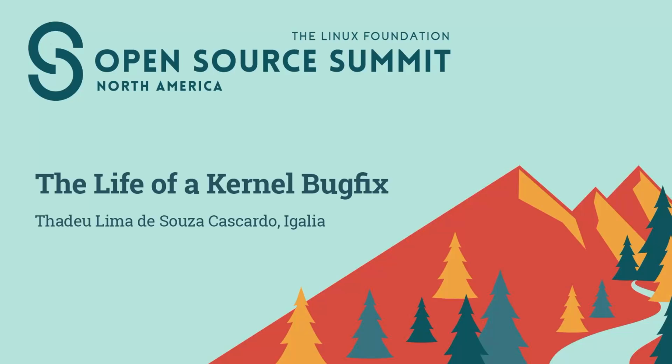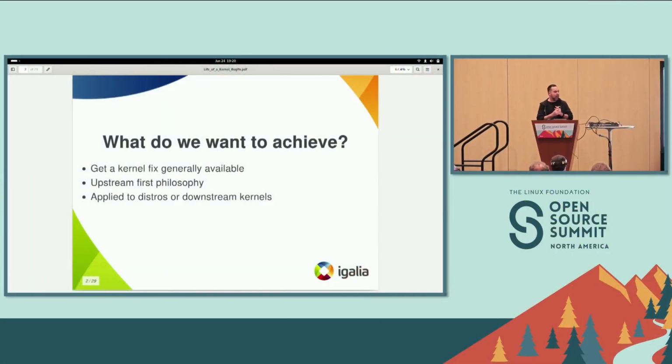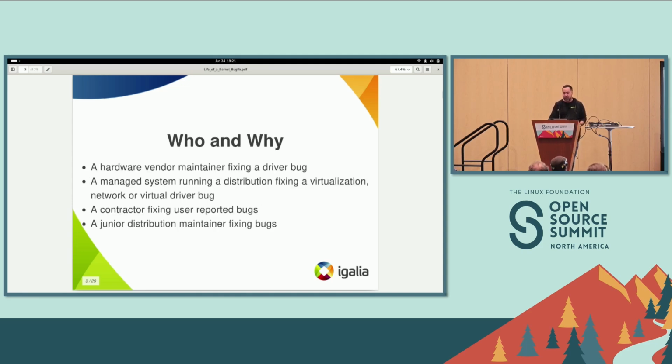So just to talk about what we are going to try to achieve here is to make a kernel fix generally available. So you have a bug, and you want to make it available for end users, right? And end users are not always building their own kernels, right? So they're using a distribution, or they're using some kind of other downstream kernel. But the purpose here is that we try to do that with an upstream first philosophy, right?